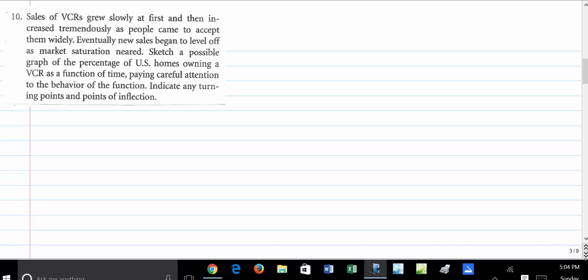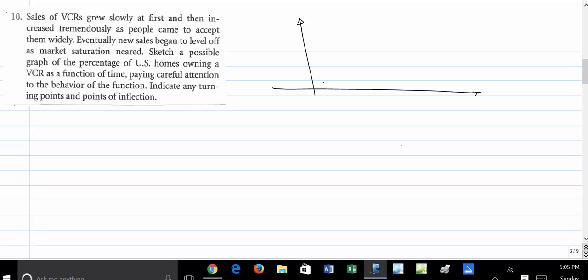Question 10. Sales of VCRs grew slowly at first. Let's try to graph this. In the first quadrant, the axes are sales and increasing time. Sales grew slowly at first and then increased tremendously as people came to accept them widely. Eventually, new sales began to level off as market saturation neared.